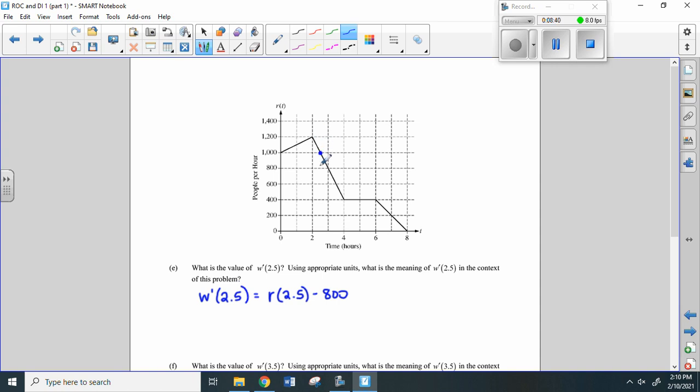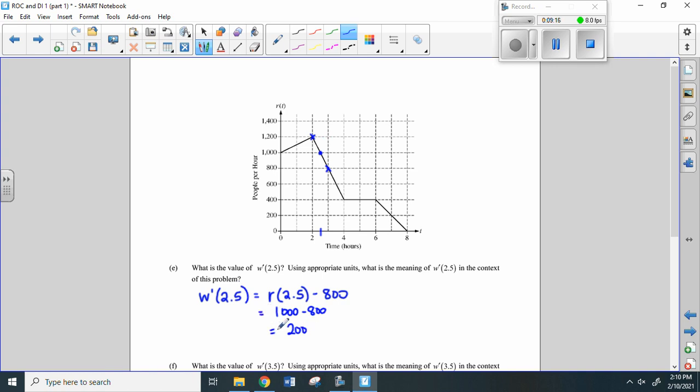Now, how do I know that it's exactly at 2.5? Well, I need to think about my slope. At 3, it goes exactly through 800. And at 2, it goes exactly through 1200. And so that would have a slope of negative 400: down 400, right 1. And so half of that would be down 200, right a half. And so that has to put us on exactly 1,000. So I'm not approximating that. And so that would equal 200.